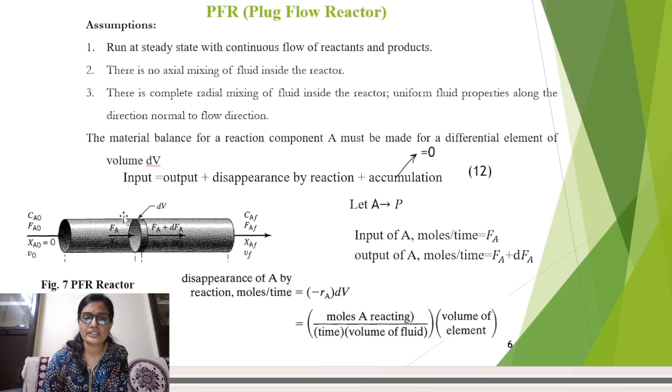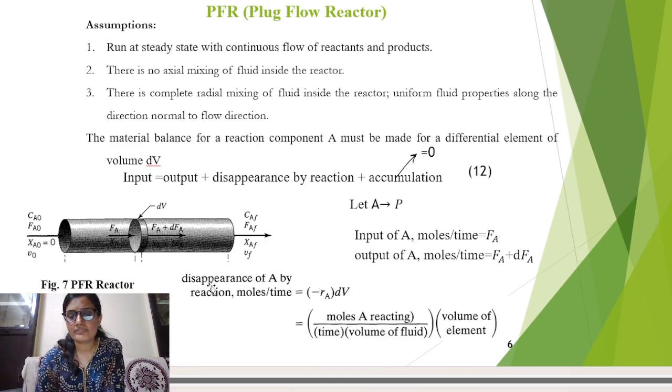So we have made the material balance for the reactant, that is component A, on this differential element of volume dV. Over this section we have made the material balance. Input is Fa, the molar flow rate of A, and this is the output. The general mass balance equation can be written as input is equal to output plus disappearance by reaction plus accumulation. Again the accumulation term will be 0 because it runs at steady state. The input of A in terms of molar flow rate is Fa, and the output of A in terms of molar flow rate is Fa plus dFa.